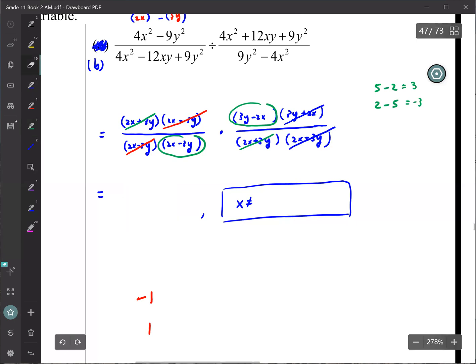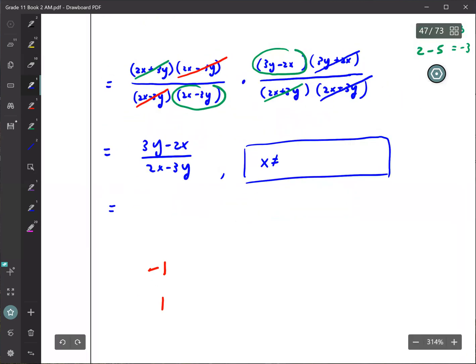So for this part, I'm gonna do it in 2 steps, okay? After you cancel out everything else that's obvious, you are still left with 3y minus 2x, 2x minus 3y. But if you remember from factoring, we could do some change of the sign if they are opposite, okay? What you can do is you can factor out a negative from either the top or bottom. So let's say I take out from the top. I take a negative out, or take -1 out, then I can make the sign inside change.